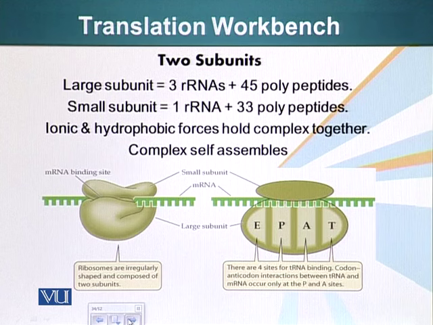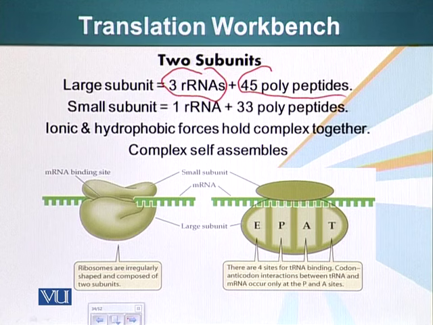The large subunit in eukaryotes has 3 RNA molecules and 45 polypeptides or protein molecules. That's the composition of the large subunit. The small subunit has 1 RNA molecule and 33 polypeptides or protein molecules.